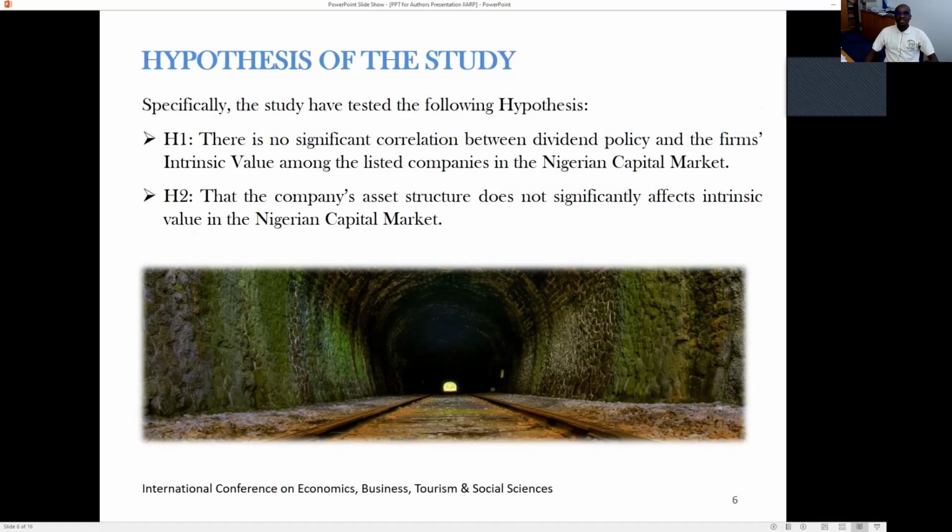Hypothesis of the study. Specifically, the study has tested the following hypotheses. Hypothesis number 1, there is no significant correlation between dividend policy and firms' intrinsic value among the listed companies in the Nigerian capital market. Number 2, the company's asset structure does not significantly affect intrinsic value in the Nigerian capital market.